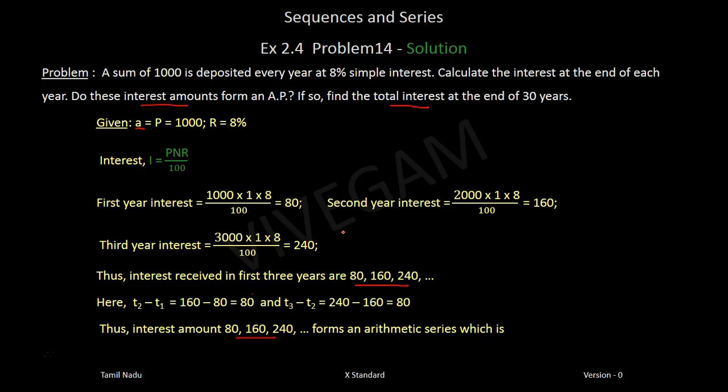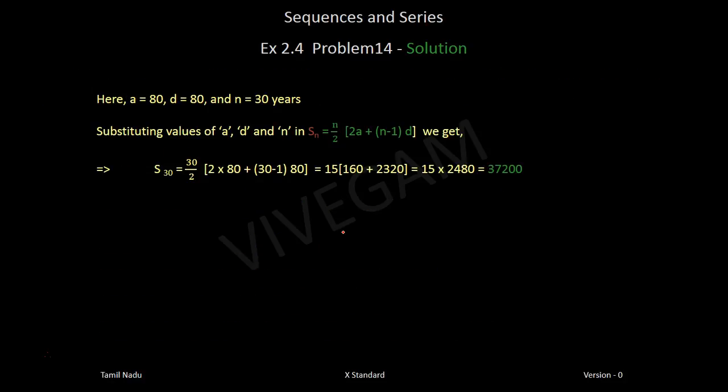Now you got the arithmetic progression, you got A, you got D. What else do you need? I think that's all about it. So we need to substitute A equal to 80, D equal to 80, and N equal to 30 in this formula.